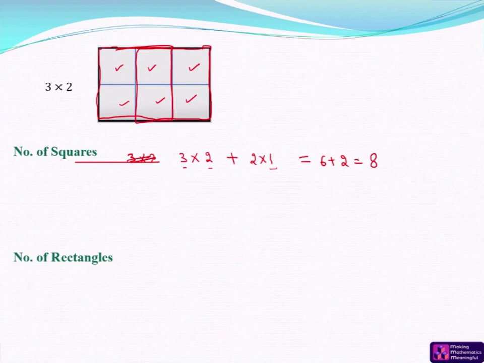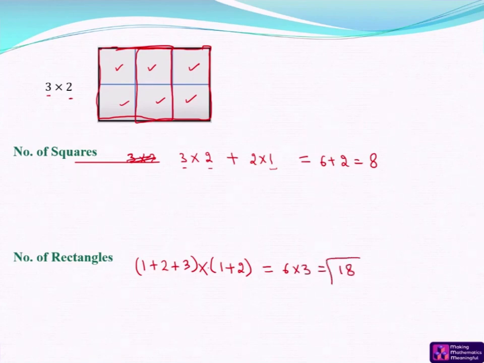And for the number of rectangles, there is a simple approach. Look at the base. This is 3, so just consider 1 plus 2 plus 3. Consider this number; here it's 2. Just take the sum of the first two natural numbers and multiply them. So this is 6 into 3, 18. So there are a total of 18 such rectangles which you can easily count.